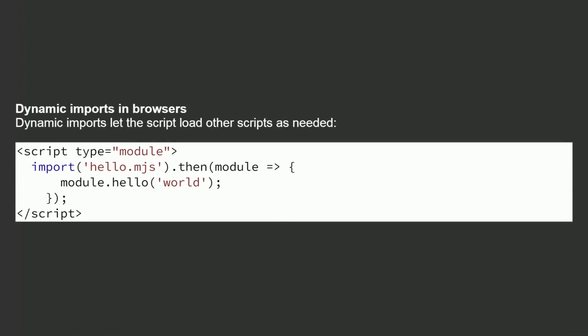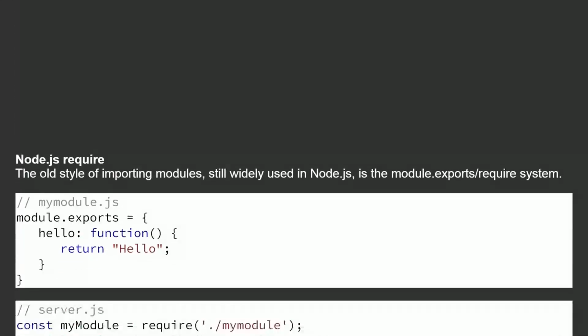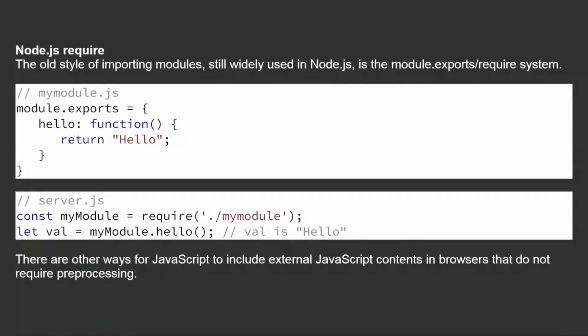Dynamic imports in browsers. Dynamic imports let the script load other scripts as needed. Node.js require. The old style of importing modules, still widely used in Node.js, is the module.exports/require system. There are other ways for JavaScript to include external JavaScript contents in browsers that do not require pre-processing.